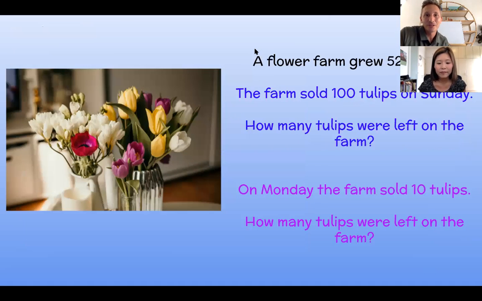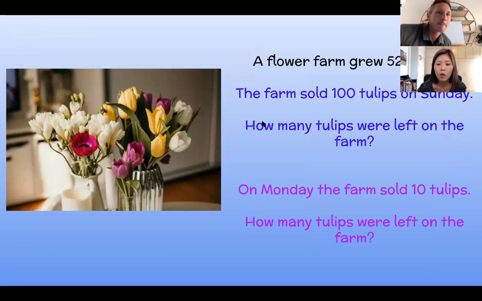And here we go. So Miss Yuka, I have a little warm-up problem for you. Okay. And it says a flower farm grew 529 tulips. The farm sold 100 tulips on Sunday. How many tulips were left on the farm?